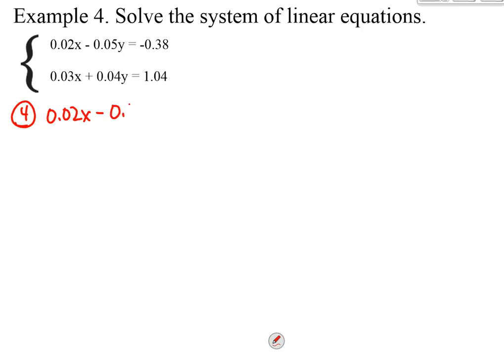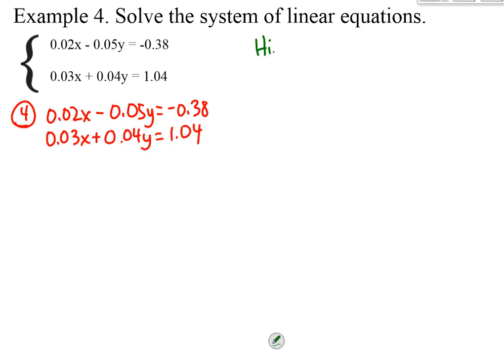0.02x minus 0.05y equals negative 0.38. 0.03x plus 0.04y equals 1.04. And so when I have one like this, my hint to myself and to you is, before I even multiply to get rid of a variable x or y, I'm actually just going to multiply to get rid of all these decimals, just because they're a little more of a hassle to work with.